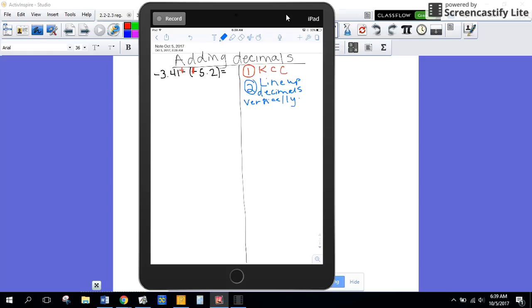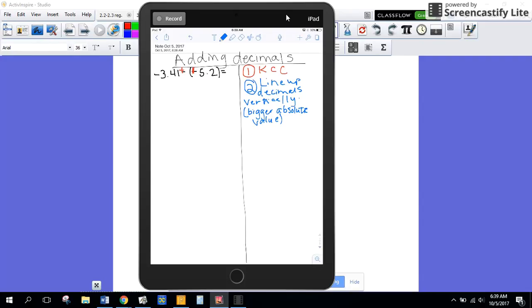And then we need to make a note here, because a lot of kids make this mistake. Not only do you line up your decimals vertically, but you need to make sure that your bigger absolute value goes on top. So the reason I use the term absolute value there is we're not going to take into consideration, is it negative or not? We're just looking at the digits here. Which one has the bigger absolute value? And that's the one that we're going to write on top.